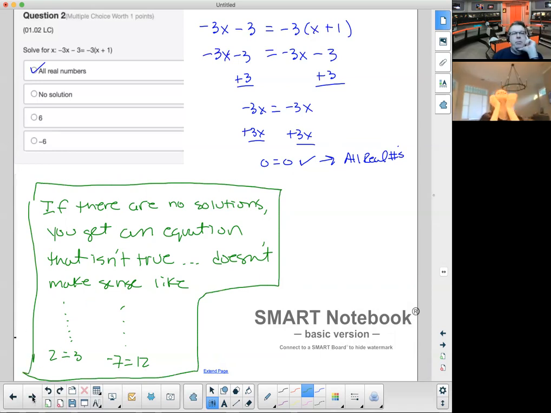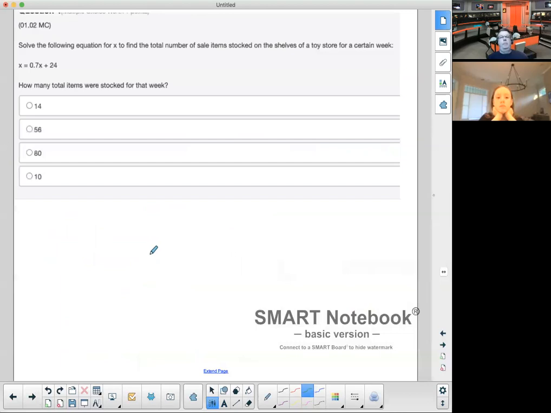Oh, algebra. Okay, so they didn't even tell us about the toy store. Basically, they're just telling us this is an equation that represents x, the number of sale items in the store. So we just have to solve the equation. So x equals 0.7x plus 24. So what do you think we should do here?